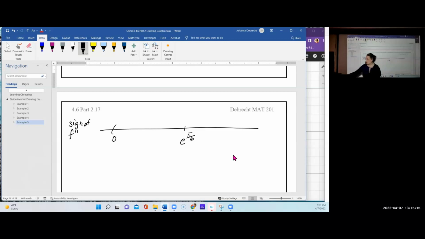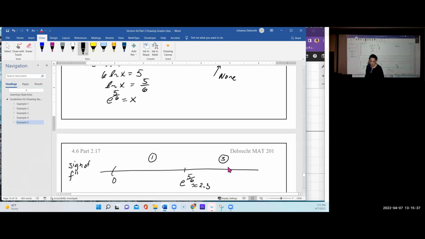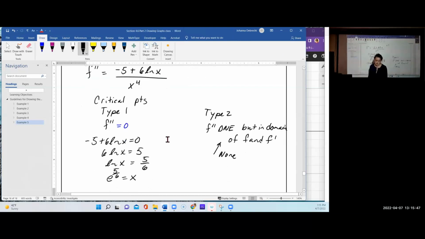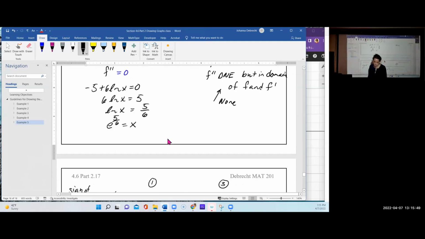And I need to know what e to the 5/6 is approximately. So using my calculator, I have e to the 5 divided by 6, which is about 2.3. So I'm going to again use the test point of 1 and a test point of 3. So the sign of the second derivative, I'm going to look at the second derivative, which is this particular value right here. Negative 5 plus 6 natural log of x over x to the 4th.